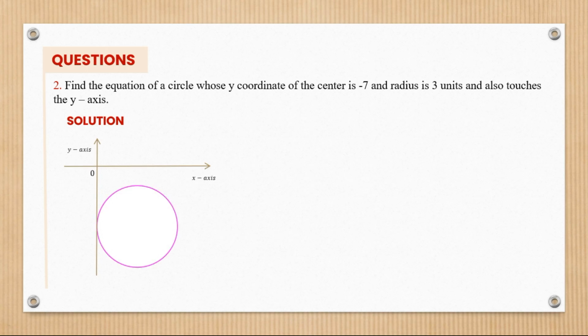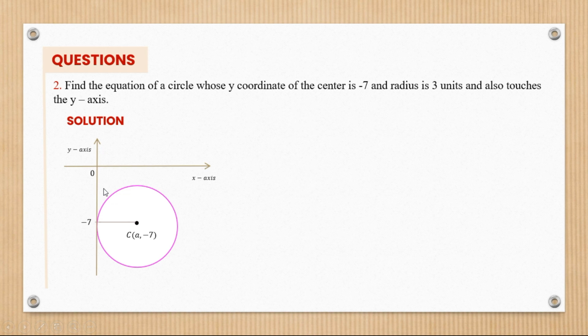So basically this is the best way I can imagine it to be. The circle is touching the y-axis. So you can see that its center value shall be a comma -7. We don't know the value of a in this case, so we're just going to leave it as a. We don't know the x coordinate of the center, so it's a comma, and the y coordinate of the center is -7. The radius, we remember, is equal to 3 units.